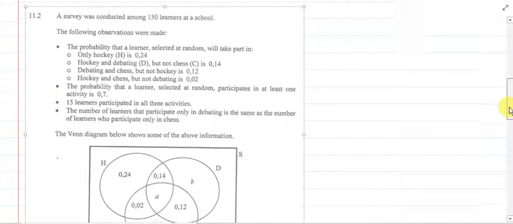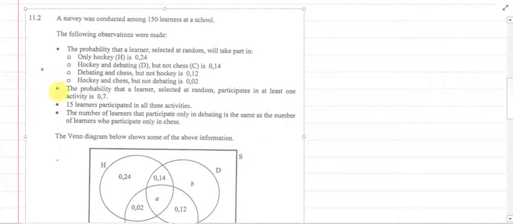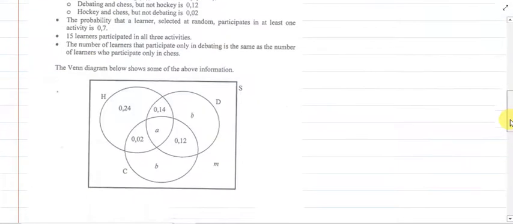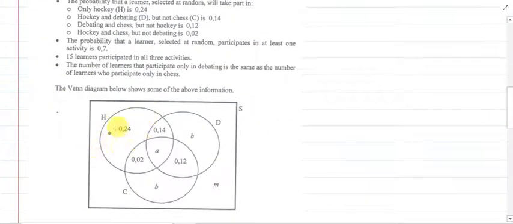Whenever we have a three-way Venn diagram, it's good to read the story. A survey was conducted among 150 learners at a school. So in total there are 150, capital N is equal to 150. The following observations were made. The probability that a learner selected at random will take part in only hockey is 0.24. Hockey only is this region they are talking about, that is correct.